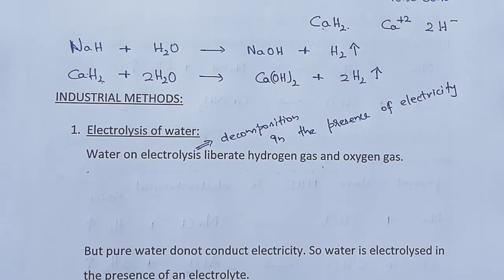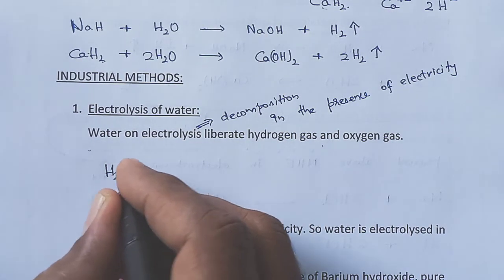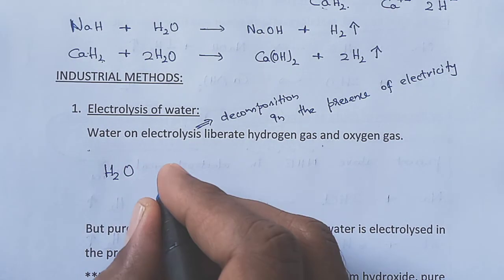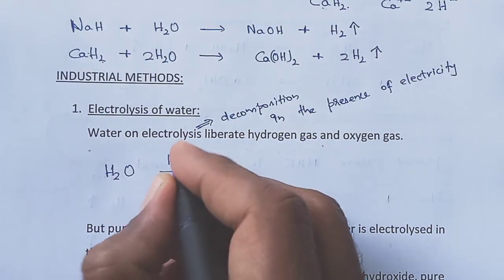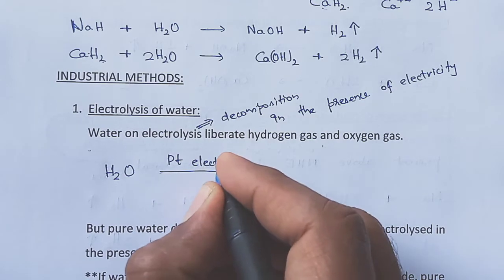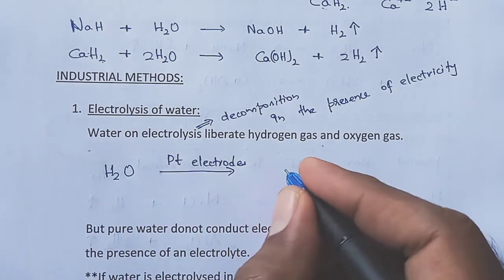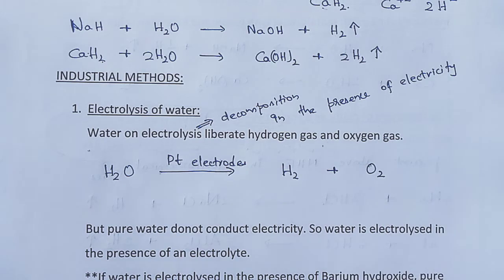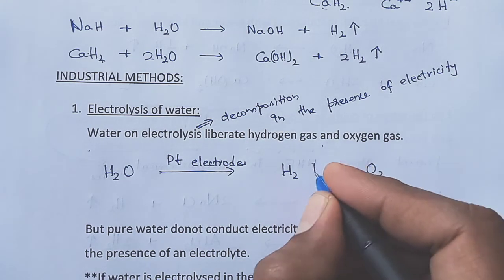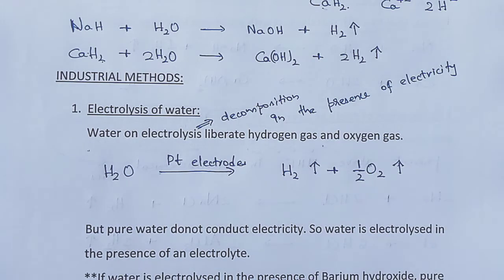Okay, now here we are doing the electrolysis of water. In order to perform the electrolysis, we should use electrodes. Here the electrodes are made up of platinum, and we should pass electricity. Then this water will be decomposed into 2 gases, hydrogen gas and oxygen gas. Hydrogen gas, oxygen gas. For balancing, put half here.